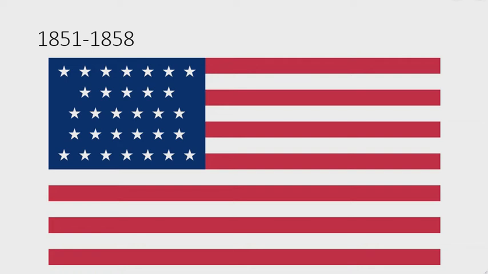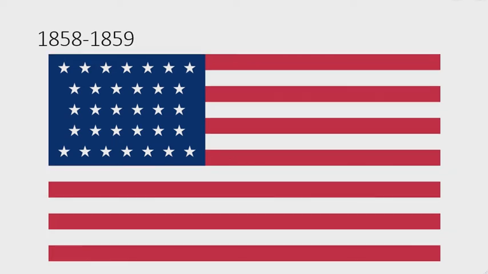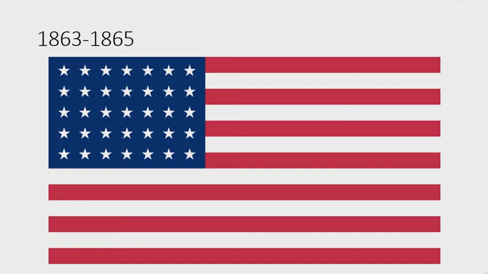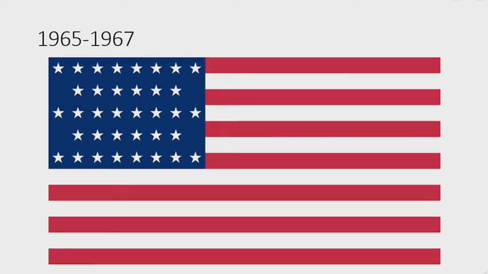1851 to 1858, there are now 31 stars. 1858 to 1859, there are now 32 stars. 1859 to 1861, there are now 33 stars. 1861 to 1863, there are now 34 stars. 1863 to 1865, there are now 35 stars.